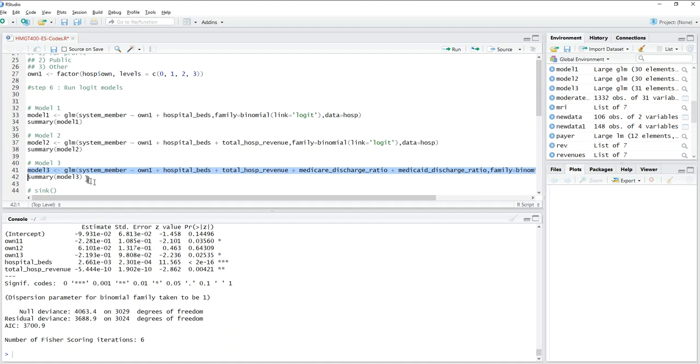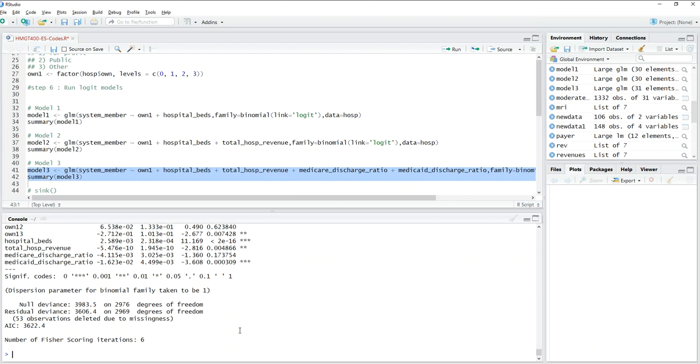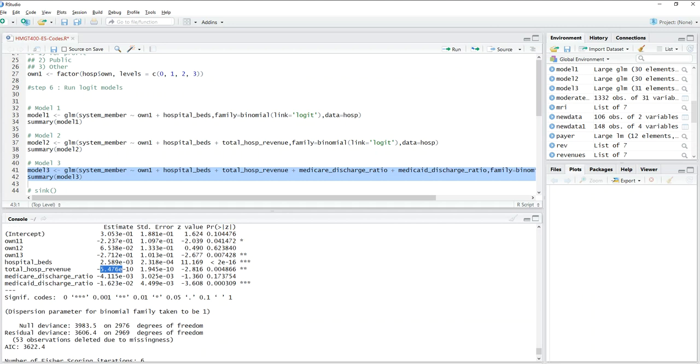And finally, the last model, model 3. In model 3, we add Medicare ratio, Medicaid ratio, and discharge ratio. I'd like to see the impact of them. Okay. Still revenue is negative. Medicare and Medicaid, both of them are negative, but the Medicaid is significant.